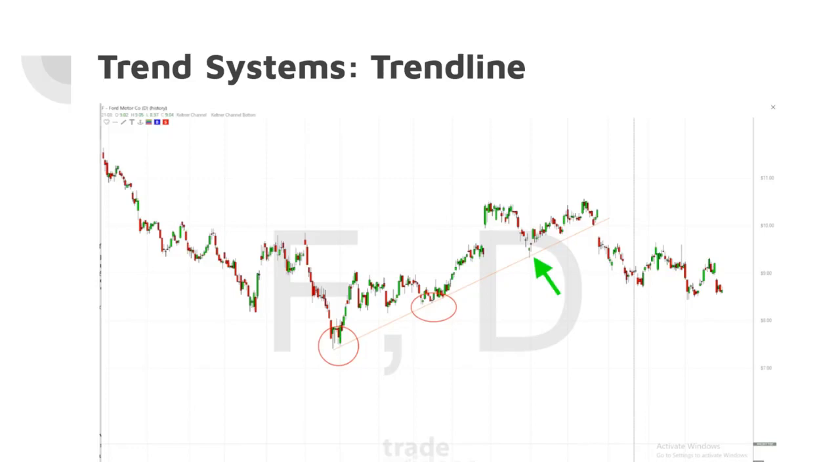So the first one is just using trend lines. We talked about trend lines in the last one, and how to draw trend lines. Of course, you need two points for any line. Anything other than that is an extrapolation.